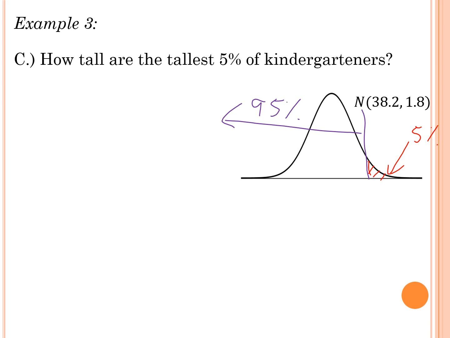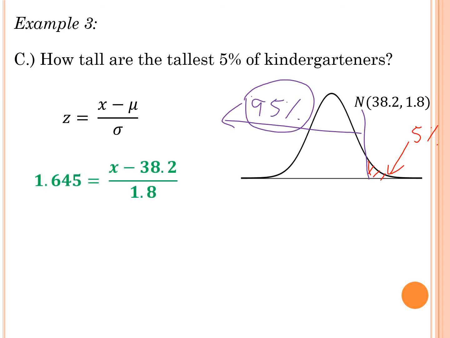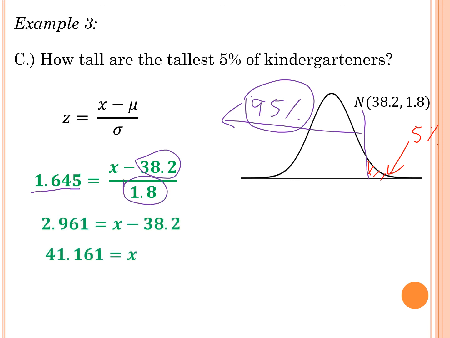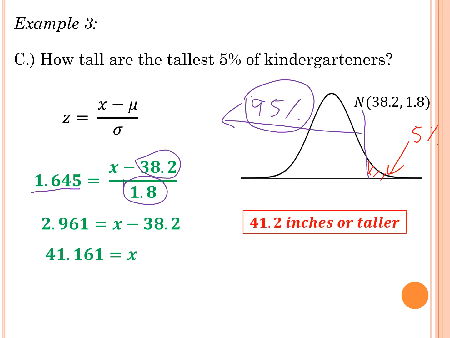So we go to our z-table, we're on the positive side of the table, and when we look it up, we're looking for the closest thing to this. We'll find that there's two things that are closest to that, 1.64 and 1.65. We average those to get our z-score. Plug that into the equation with our mean and our standard deviation, and then solve it out. Multiply by 1.8, add the 38.2, we get an answer of 41.2 inches or taller for the top 5% of kindergartners.